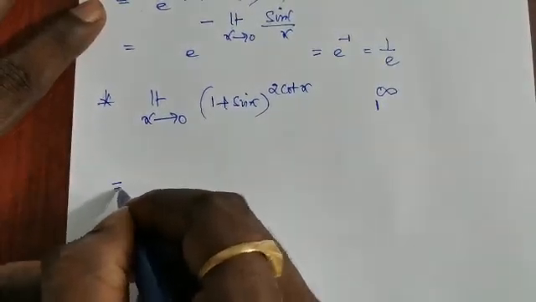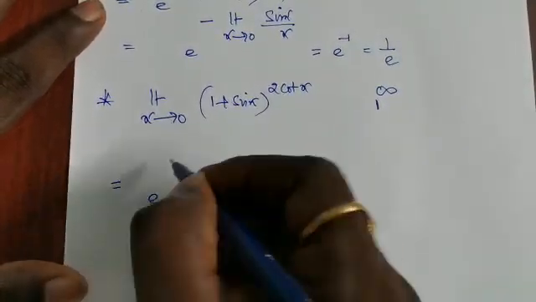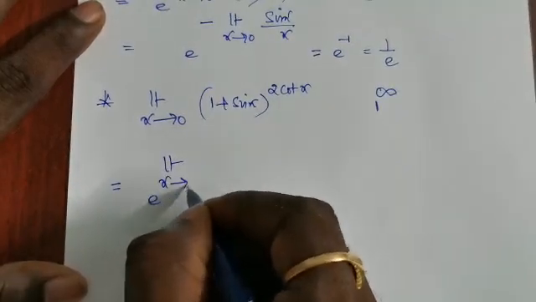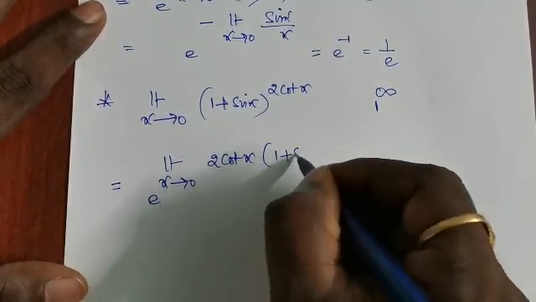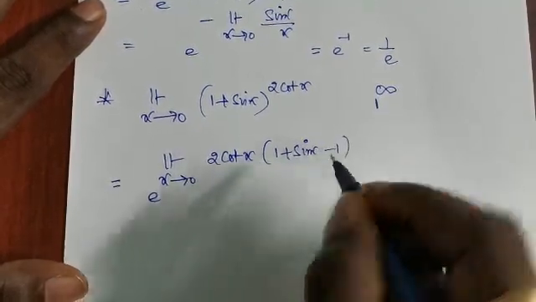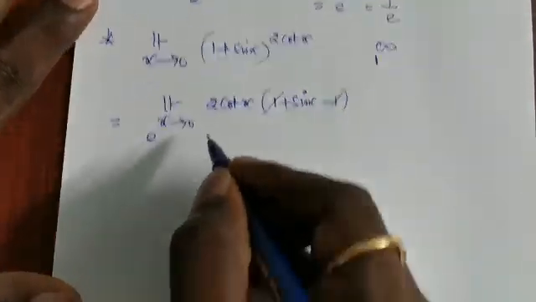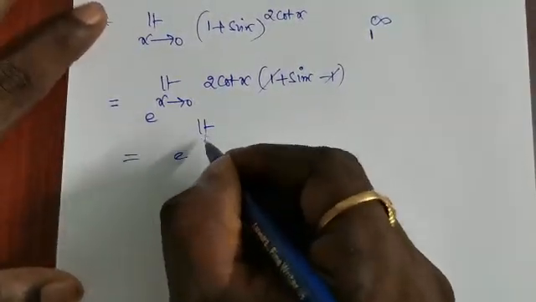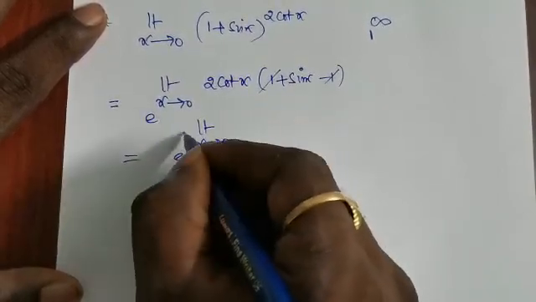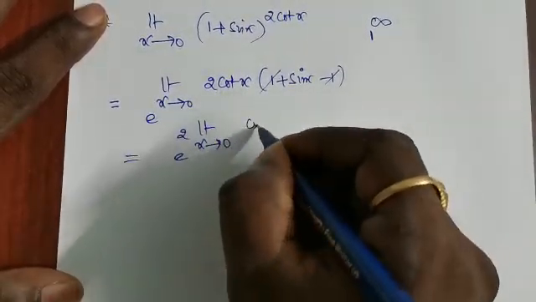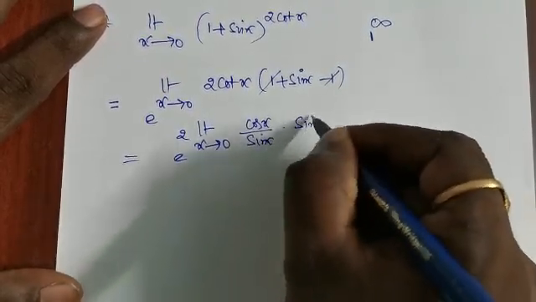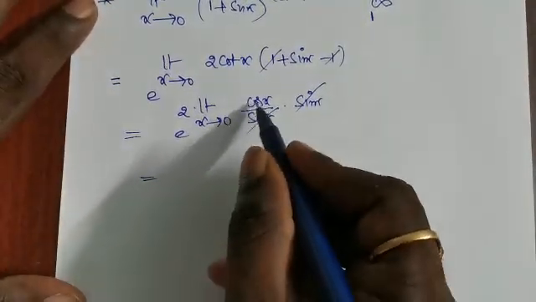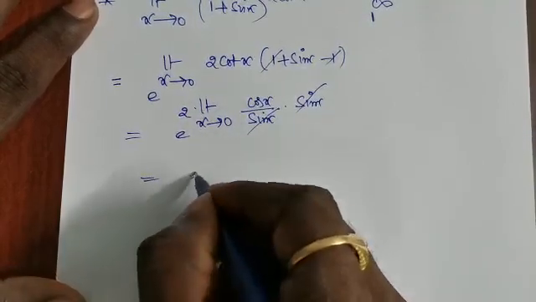Now we are using that equation, which is nothing but e power limit x tends to 0 g of x into f of x minus 1. G of x is what? 2 into cot x, into 1 plus sin x minus 1. So 1 gets cancelled. Now e power limit x tends to 0, 2 is a constant, put it outside, cot x. Cot x is what? Cos x by sin x into sin x. So sin x also gets cancelled. Now see, x approaches 0, cos x is what? Cos 0 is 1, so that is e square.